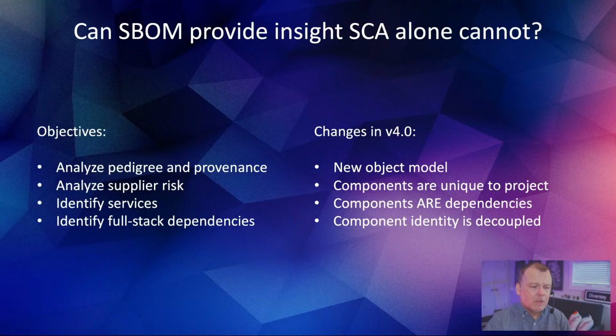One of the things we had to do, because we still have to answer the question of what's affected and where am I affected, is decouple component identity. In order to ask where is Apache Struts 2.0, we had to decouple component identity from the component itself, so that we can actually make those types of queries. That's also a change in 4.0, which has some performance improvements as well. So that was a good change.